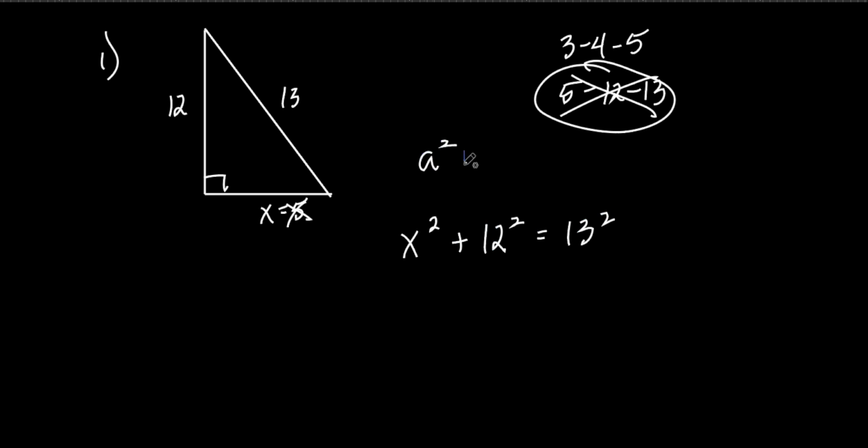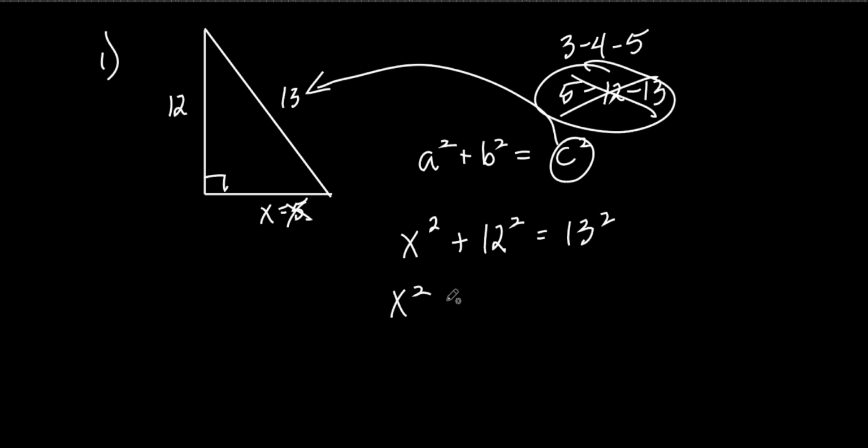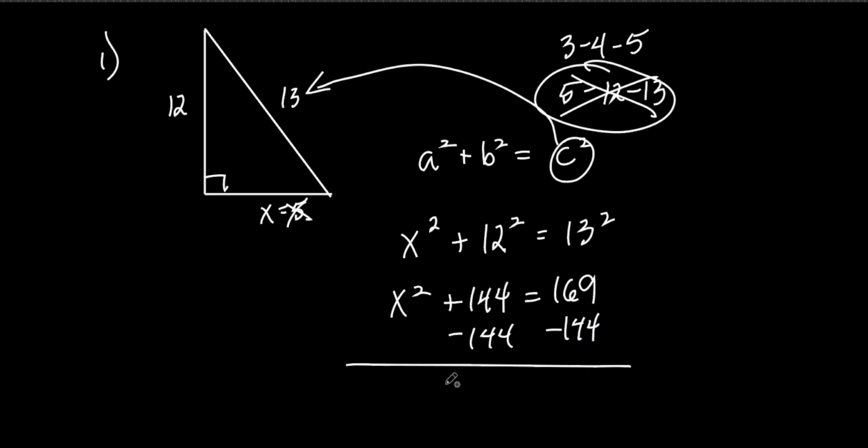Why? Because a squared plus b squared equals what? C squared. C is always the what? The hypotenuse. The a and the b are the other two legs. It doesn't matter what order you add them up, but C has to be the hypotenuse. That's very, very important. Let's do the work. X squared plus 144 equals, what's that, 169? All right, subtract 144 from both sides, and that will give you 25. So x squared is 25.